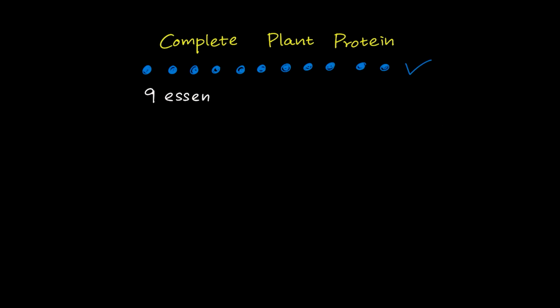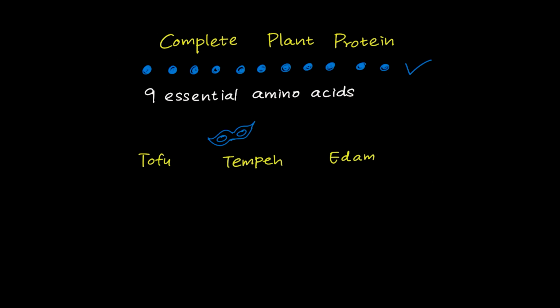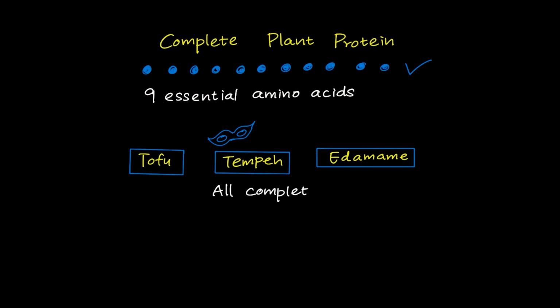Let's break down complete versus incomplete plant proteins. Complete protein contains all 9 essential amino acids in useful amounts. Animal sources like eggs, fish, and meat are naturally complete. Most plant sources are incomplete, meaning they fall short in at least one essential amino acid. Soy is the major exception. Tofu, tempeh, and edamame all carry complete protein status on their own, which makes soy a cornerstone of vegan diets. Other complete plant proteins include quinoa and buckwheat, but soy is by far the most common.